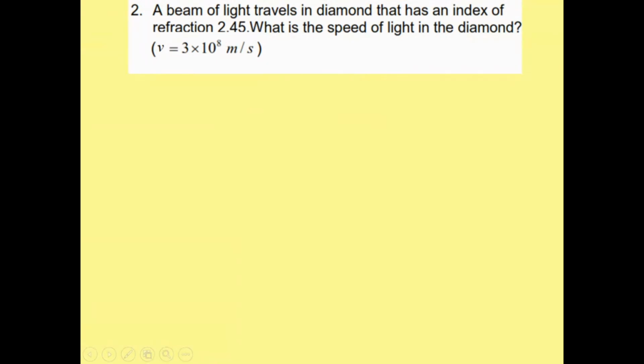Second question. A beam of light travels in diamond that has an index of refraction 2.45. What is the speed of the light in the diamond? So here generally the light initially travels from the air medium and it enters the diamond, right? Actually that air medium is not mentioned here, but generally when we pass the light into the diamond, it will initially travel in the air and then enter the diamond, right?